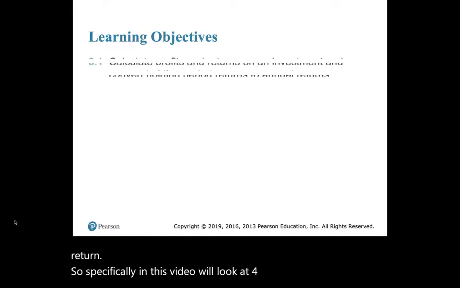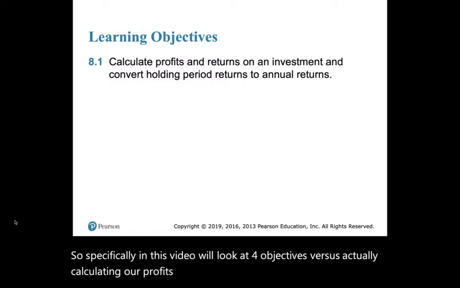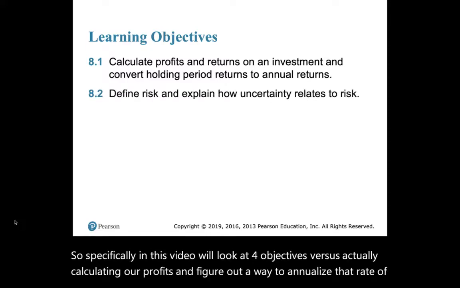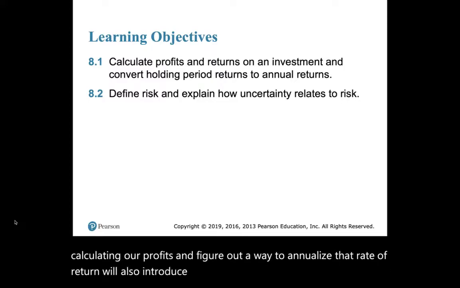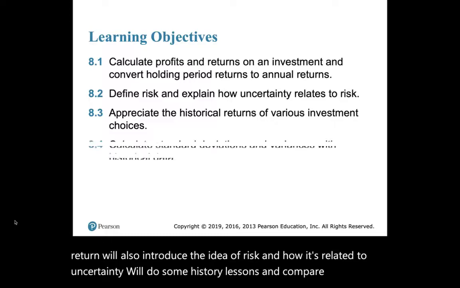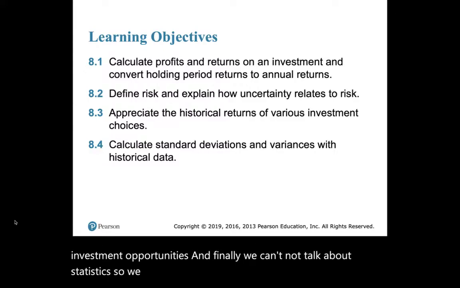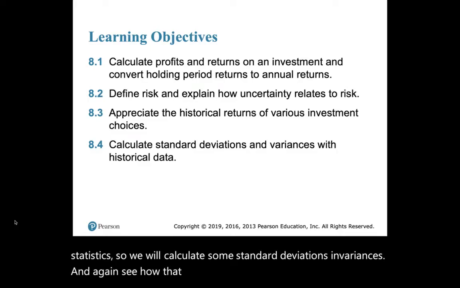First is actually calculating our profits and figuring out a way to annualize that rate of return. We'll also introduce the idea of risk and how it's related to uncertainty. We'll do some history lessons and compare 4 investment opportunities. And finally, we can't not talk about statistics, so we will calculate some standard deviations and variances, and again, see how that relates to risk.